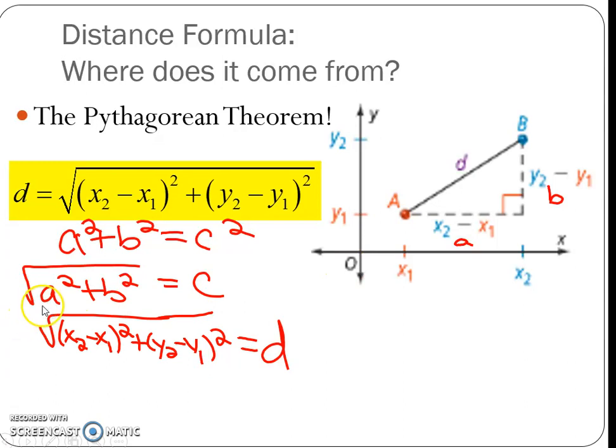So what you're going to do is do a squared plus b squared and then square root that. That equals c. So here, if you do a squared plus b squared equals c squared, in order to find c, you're going to do the square root of these two. It's the same concept. So instead of a squared, you're going to write x2 minus x1, because that's the point for a, because I'm going to give you a point. And then instead of b, we're going to do y2 minus y1 squared. And that's how you find the distance.